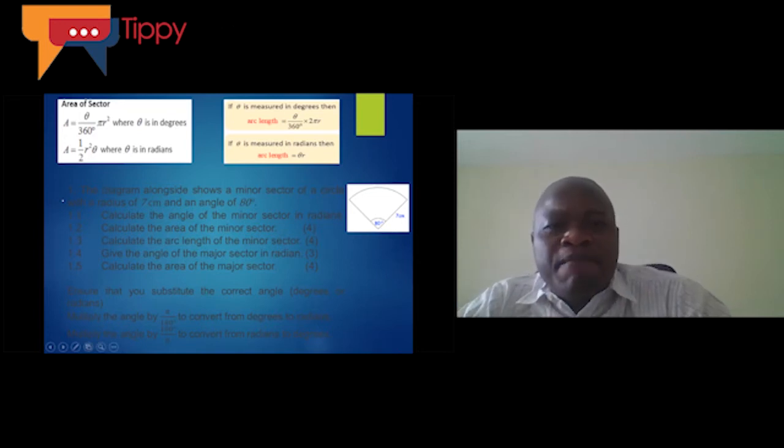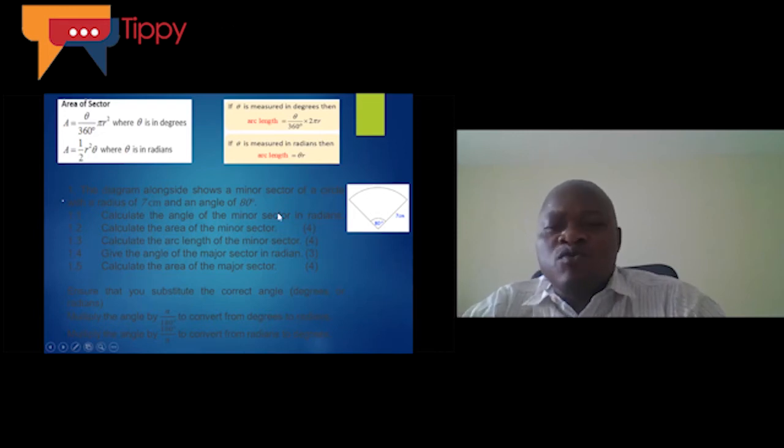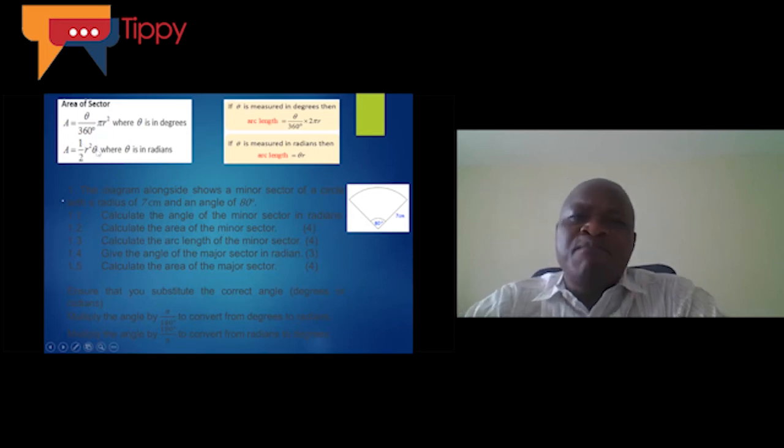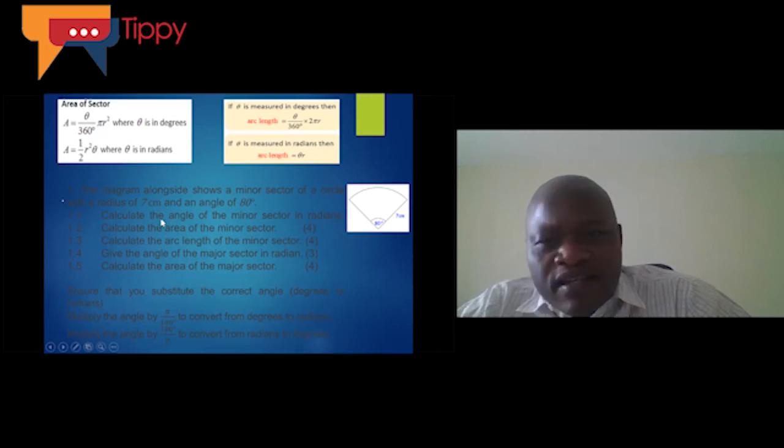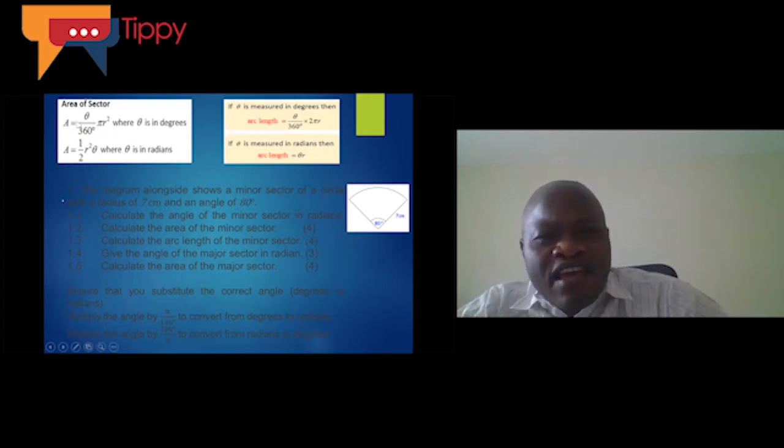All right, to find the area there, we're going to choose between the two formulas. It's either we use the first one or we use the second one. And we're not worried this time because we have calculated our angle in radians. We have converted this angle 80 degrees to radians in the first question. So it means any formula there will do just fine.